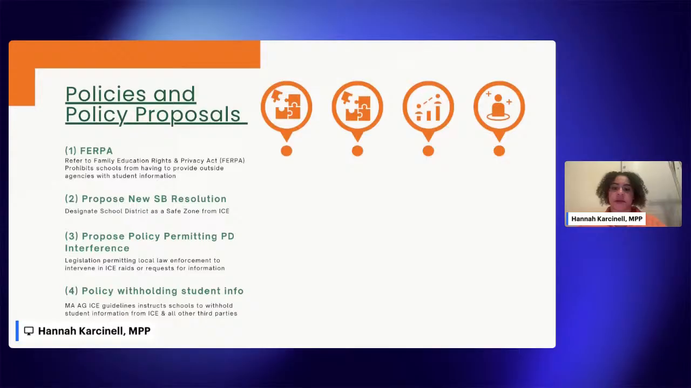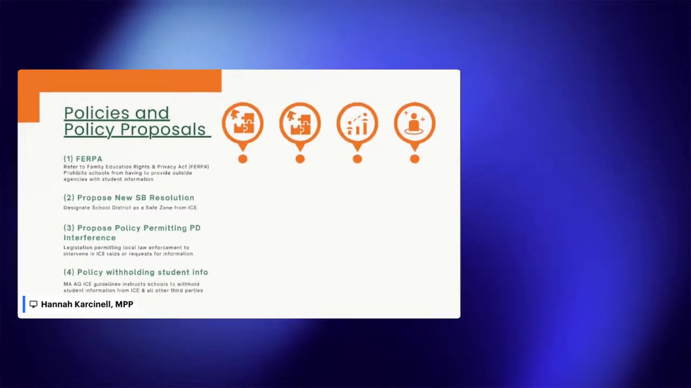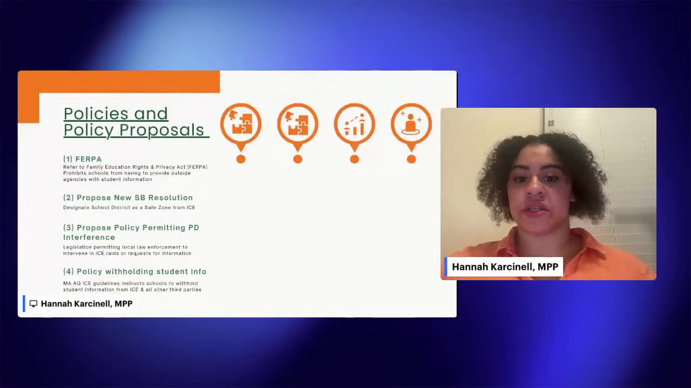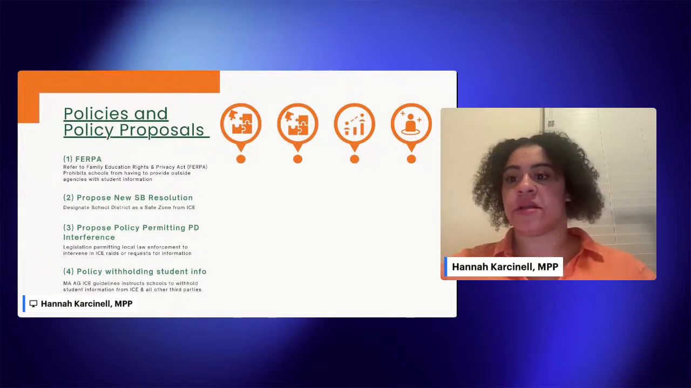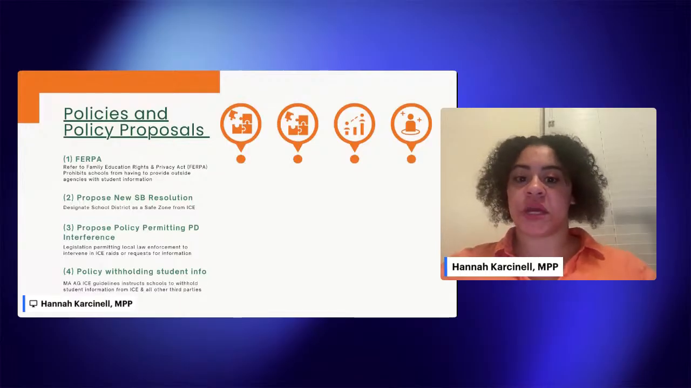Policies and policy proposals. Number one, FERPA. Again, this is really important, referring to the Family Education Rights and Privacy Act. This act prohibits schools from having to provide outside agencies such as ICE with student information. Number two, proposing new school board resolutions is really important. A lot of schools have been doing this to address the issue with the removal of sensitive locations. Schools in various places have been doing this.